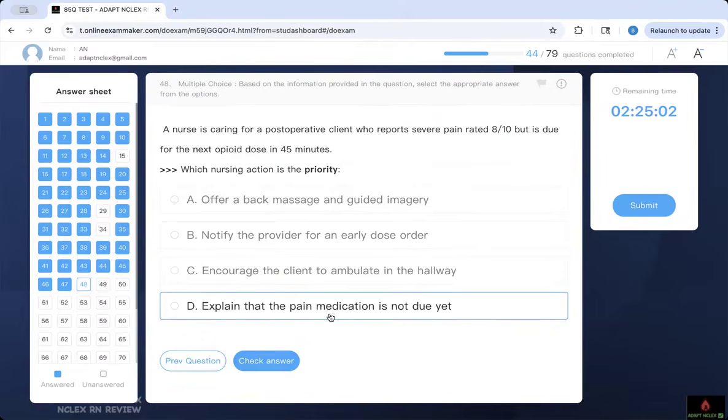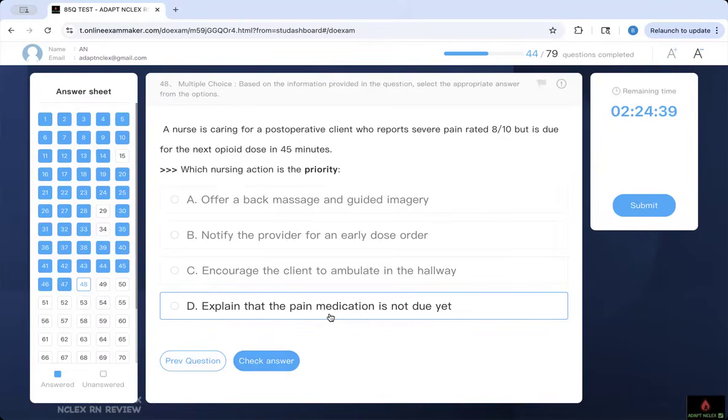And the nurse is caring for what? A postoperative client who reports severe pain, 8 out of 10. But it's due to the nurse to dose the opiate in 45 minutes. You see what I told you? He has pain, 8 out of 10. That's a lot of pain. And the medication is due in 45 minutes. Which nursing action would you do?